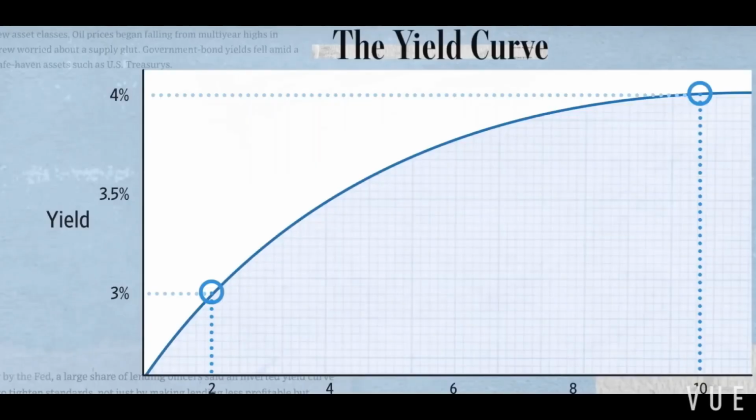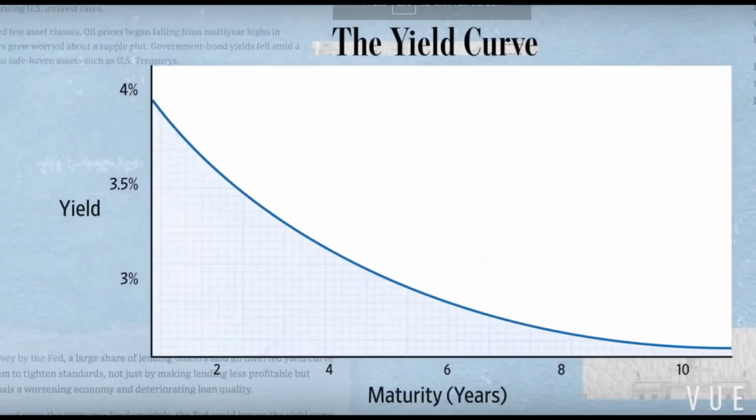So this is how a normal yield curve looks like. The longer period you lend your money to the organization, the higher return they will give back to you as a reward as a bond holder. So an inverted yield curve is a scenario in which the short-term bonds have higher return yields than the long-term bonds, because typically the long-term bonds have higher return yields than the short-term bonds.